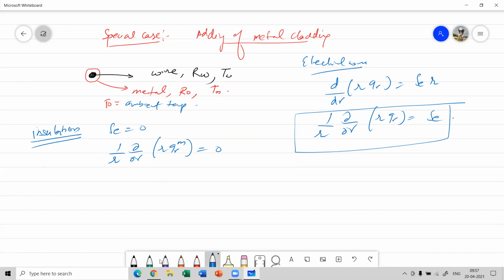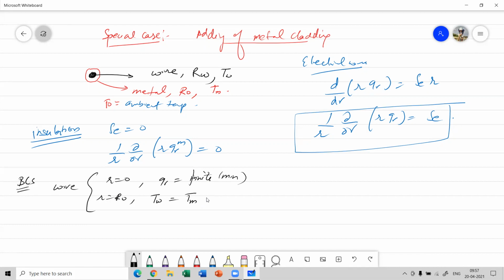If we see the boundary conditions in this case, there will be two types of boundary condition. One is for the wire. For the wire, at R equal to 0, we have qr as a finite value, that is the minimum value, and at R equal to capital Rw, we have T wire is the same as that of the metal, that is Tm. Or we can also say that qr is equal to qr of metal, that is because of the same area.